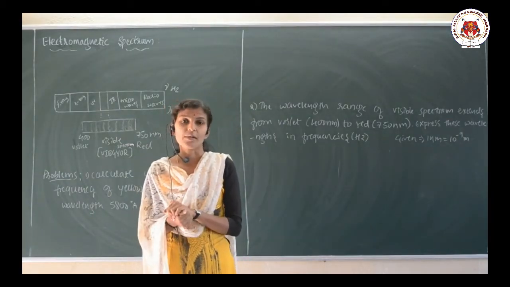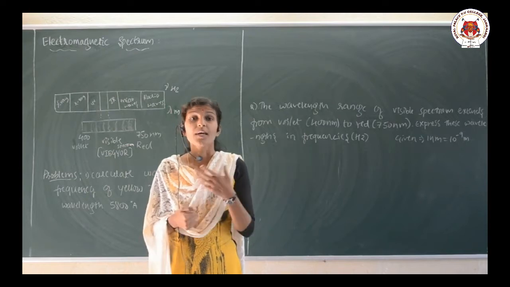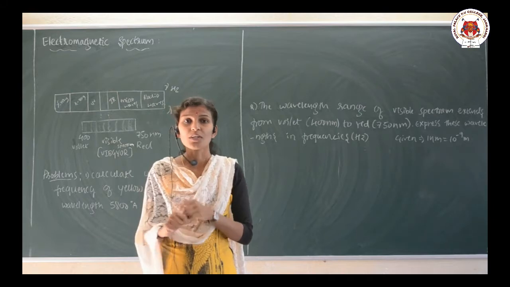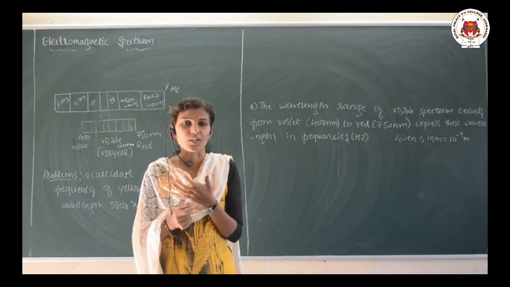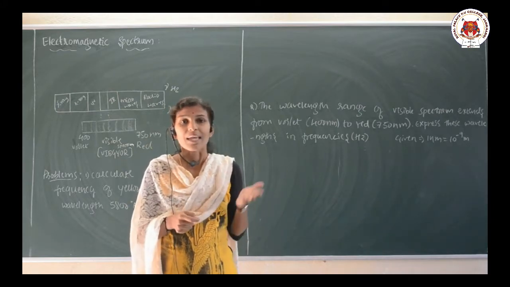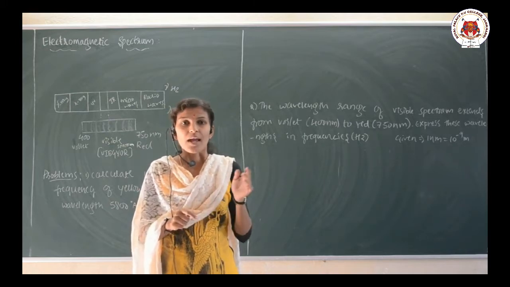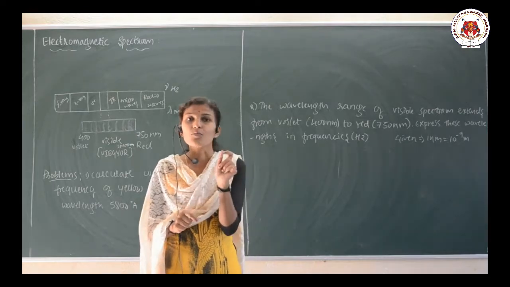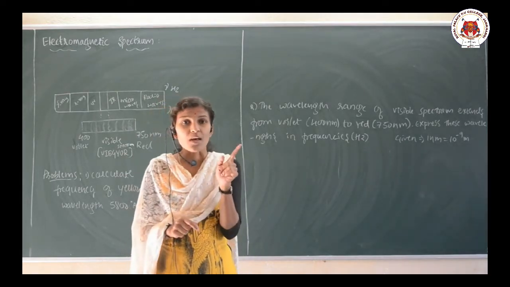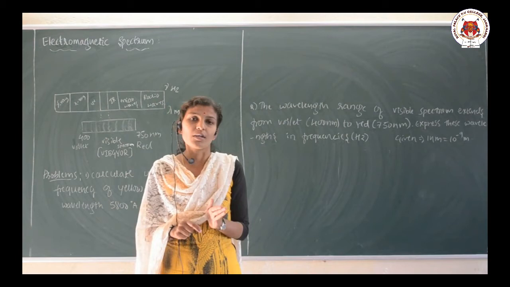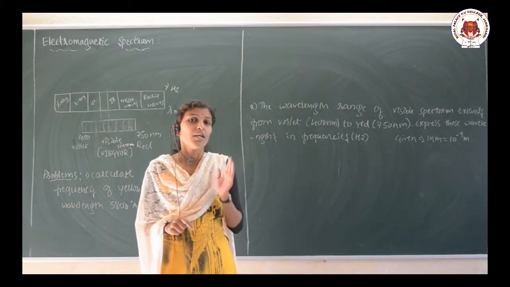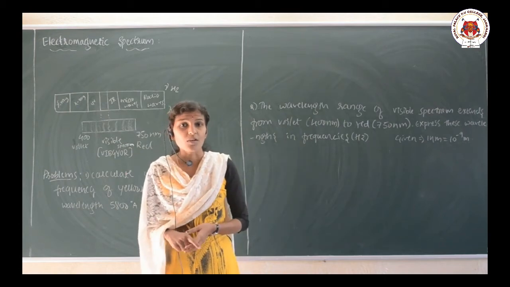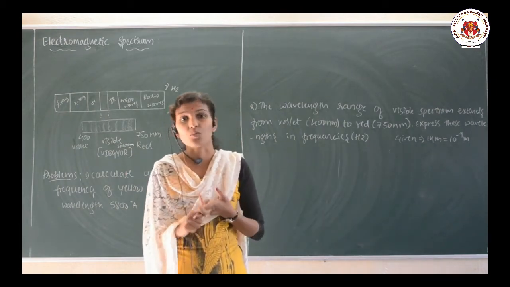So we are discussing electromagnetic radiations and how they are generated, how a charged particle produces electric and magnetic fields. These two fields are in the form of waves, perpendicular to each other and also perpendicular to the direction of propagation of the wave. Such waves are called electromagnetic waves.